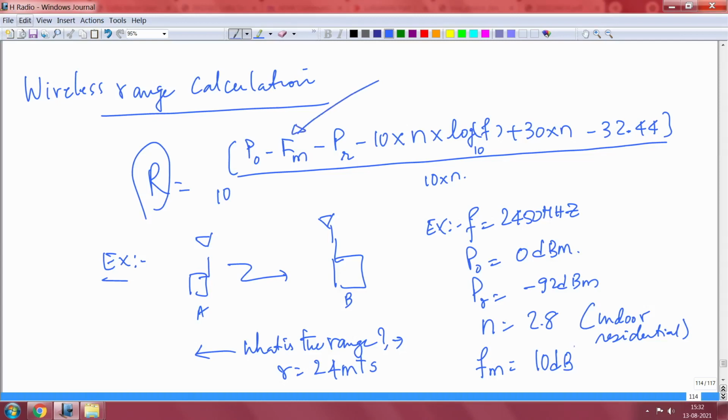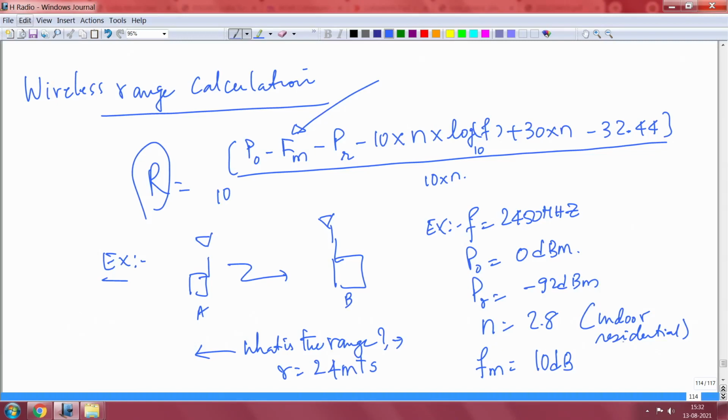To calculate the range, you typically apply this expression. I will not go into the details of this expression because that is a little out of scope, but I just want to show you the equation and how to use it. PO is 0 dBm, that is the output power, the transmit power. PR is the received power, much lower than the transmit power because it has to follow Friis' law, minus 92 dBm. N is what is known as the path loss exponent.